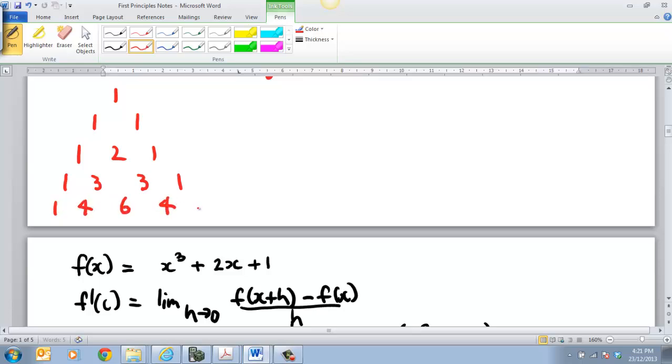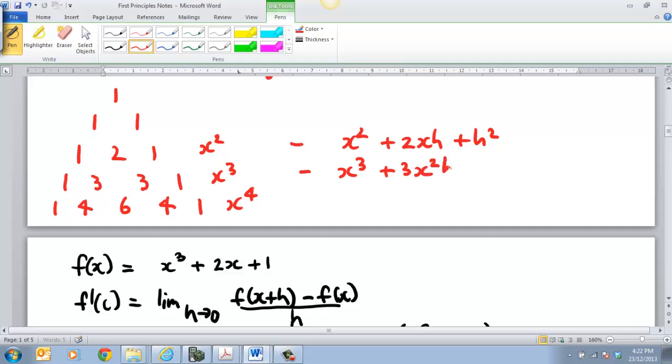6, 4, 1. So this is my x squared term, that's my x cubed term, that's my x to the 4 term. If I was looking at that one there, that's going to be x squared plus 2xh plus h squared. This one's going to be x cubed plus 3x squared h plus 3xh squared plus h cubed.